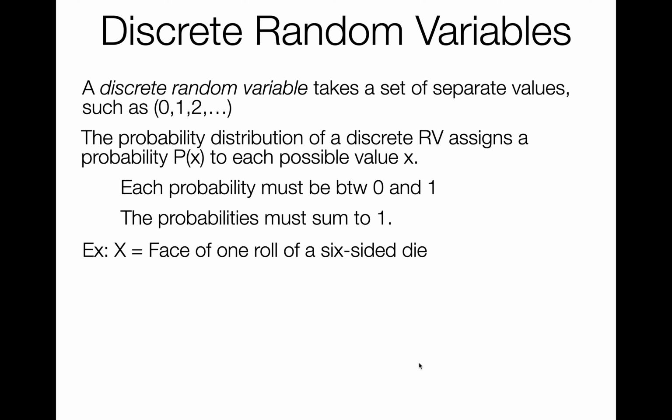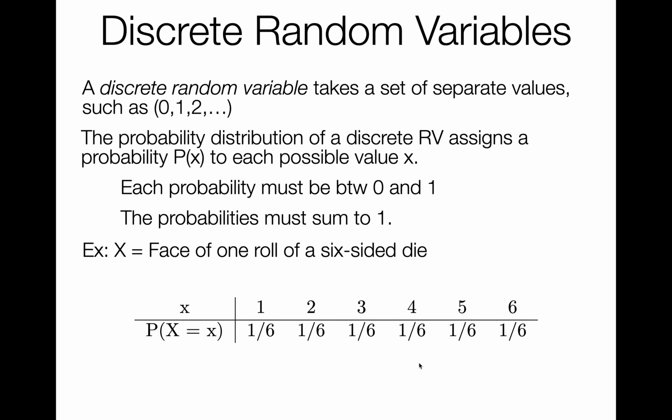So, for example, if I have a random variable, X, that counts the number of dots on a face of one roll of a six-sided die that has 1, 2, 3, 4, 5, and 6 on its 6 sides. Okay? X is counting whatever comes up on that face that points up on a die. So here is the probability distribution of that random variable.